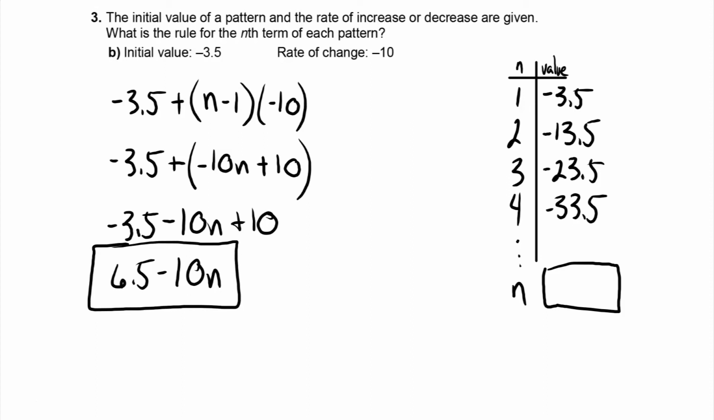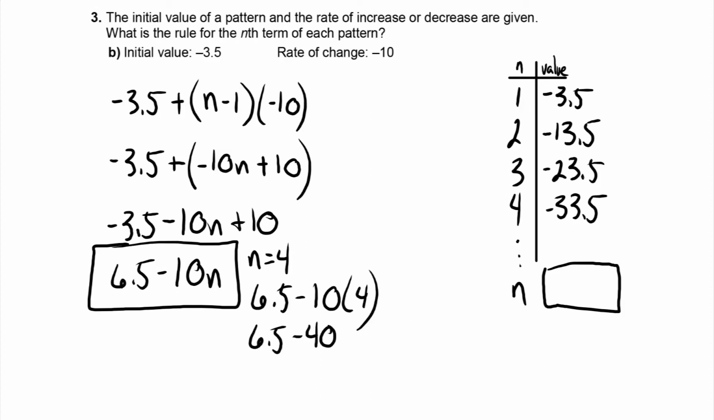And let's go ahead and just double check that with the value of 4. If n is equal to 4, then that means our value will be 6.5 minus 10 times 4, which is 6.5 minus 40, which is negative 33.5, which is exactly what we were hoping to find.